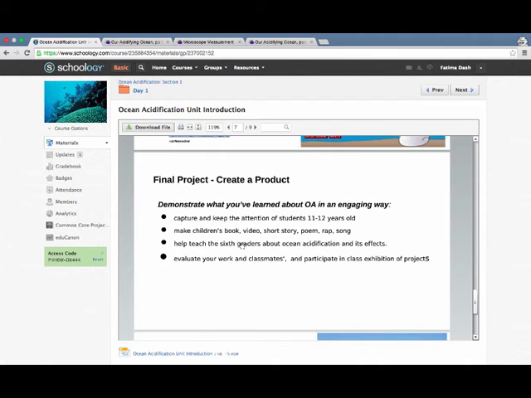They make a book or a video, a short story, or a website or an app to teach 6th graders about ocean acidification. They also evaluate the work of their own classmates and they participate in an exhibition of projects.